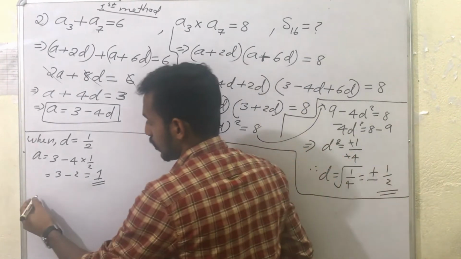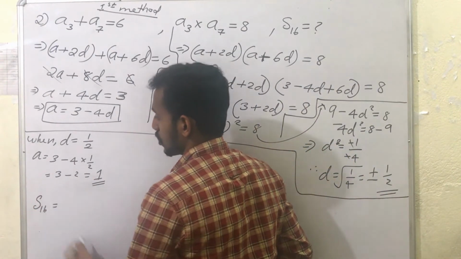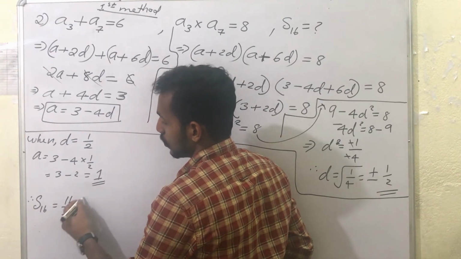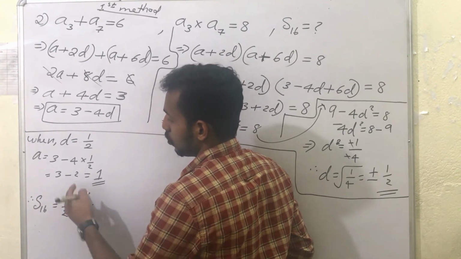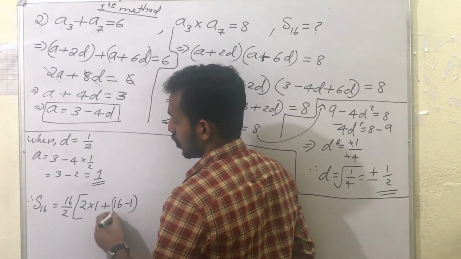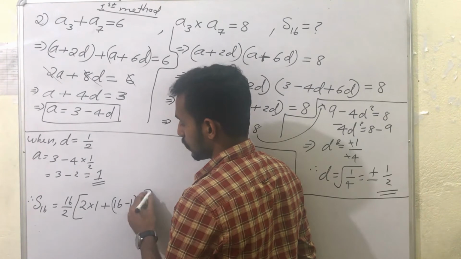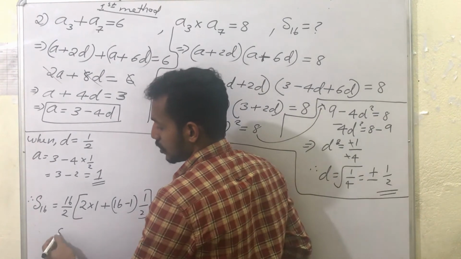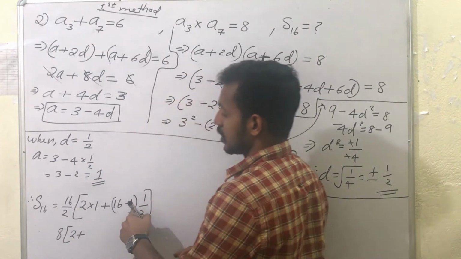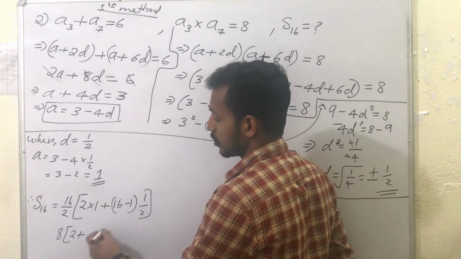Now we can find the sum of 16 terms, which is equal to 16 by 2 into 2 into A, which is 1, plus 16 minus 1 into D, D equal to 1 by 2. 16 by 2 is 8 into 2 plus 16 minus 1 is equal to 15, 15 by 2.